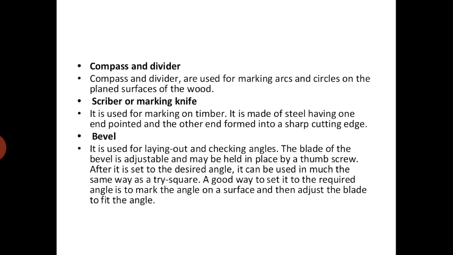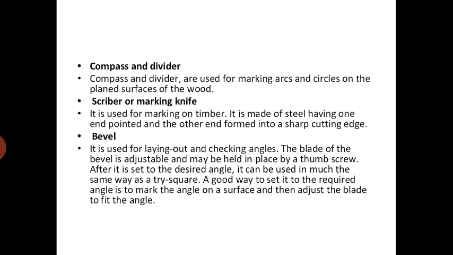Next is compass or divider. Compass and divider are used for marking arcs and circles on the planed surfaces of the wood. Next is scriber and marking knife. Scriber is used for marking on the timber. It is made of steel having one end pointed and the other end formed into a sharp cutting edge.